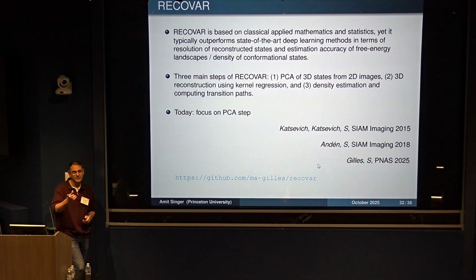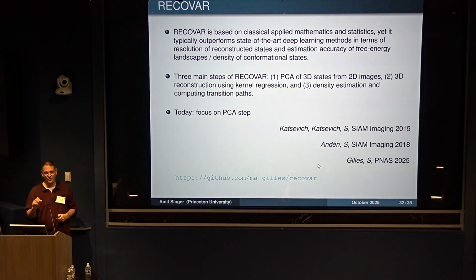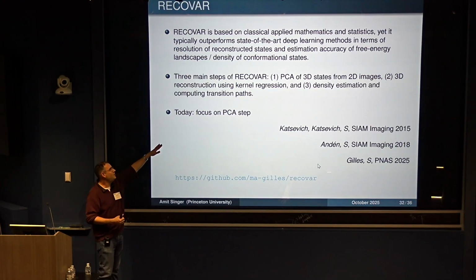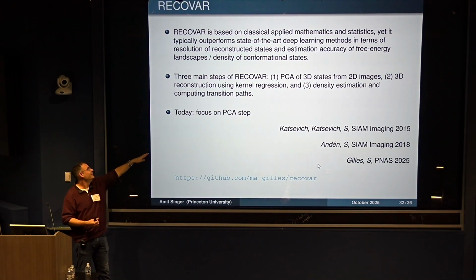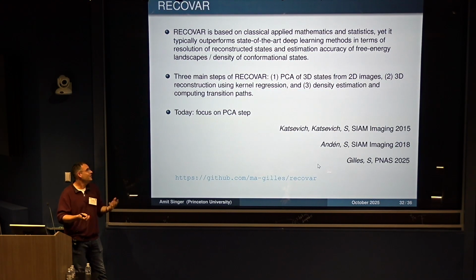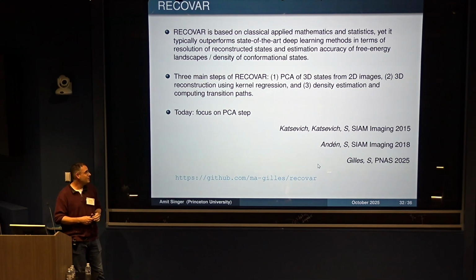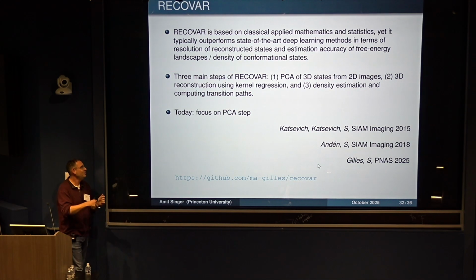Right, so I'll tell you how we do the reconstruction, maybe very briefly, because we have 7 minutes. Like we said, there are 3 steps: PCA for the embedding, then kernel regression for reconstruction, and density estimation and computing transition paths for producing the videos.